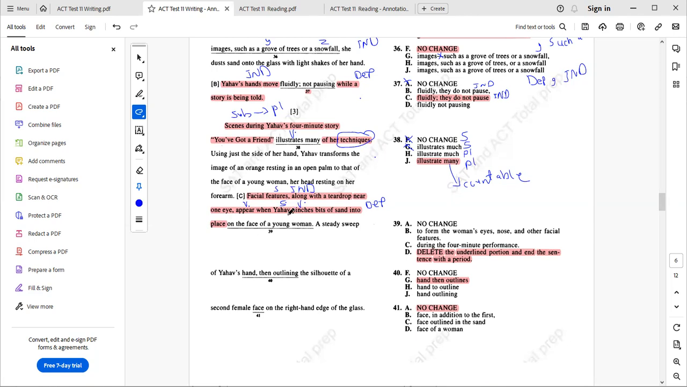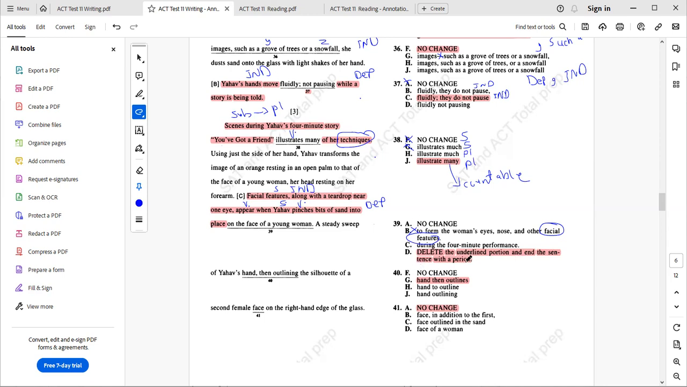Okay. He pinches bits of sand into place on the face of a young woman. Okay, there is no mistake here. For me, no mistake. Let's find it here. Into place to form the woman's eyes, nose, and other facial features. Why? He said here facial features. Why? I'm going to repeat it again. During the 4-minute performance, there's no additional information that I'm going to put here, but it can be right. So A and C can be right.